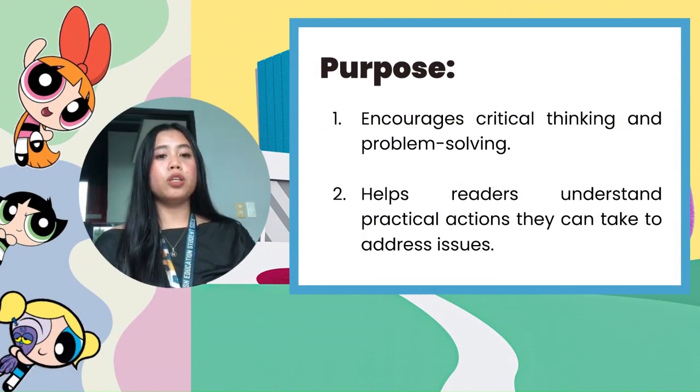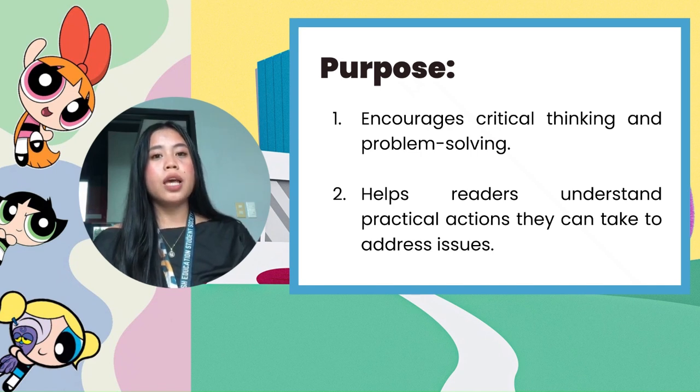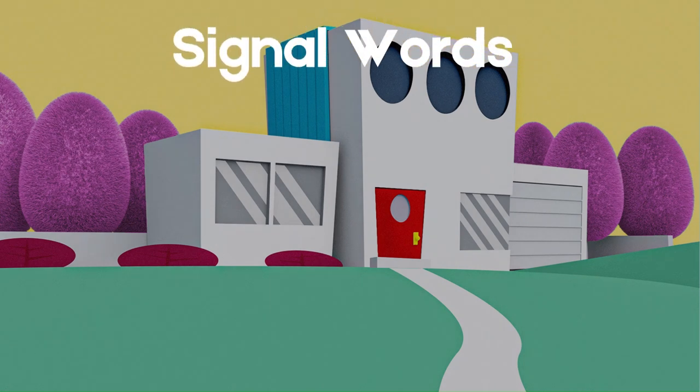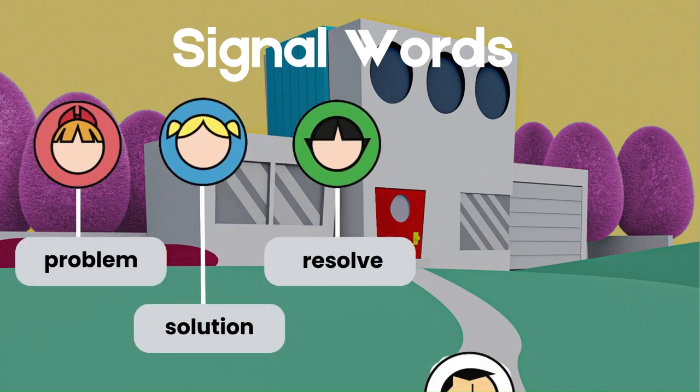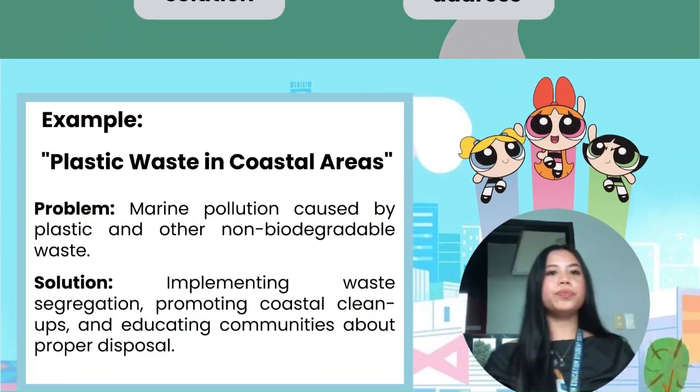Its purpose is for the readers to critically think and become problem solvers. It helps the readers understand practical actions that they can take to address the issues. Signal words that are commonly used in this structure are problem, solution, resolve, address, propose.